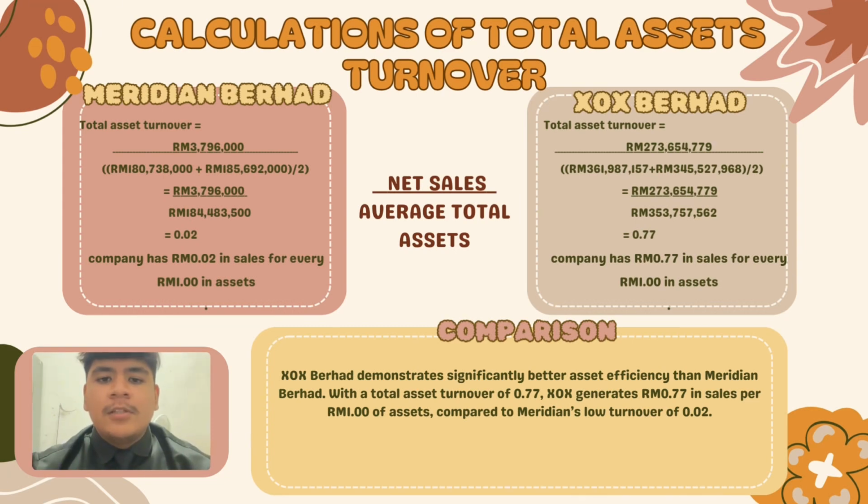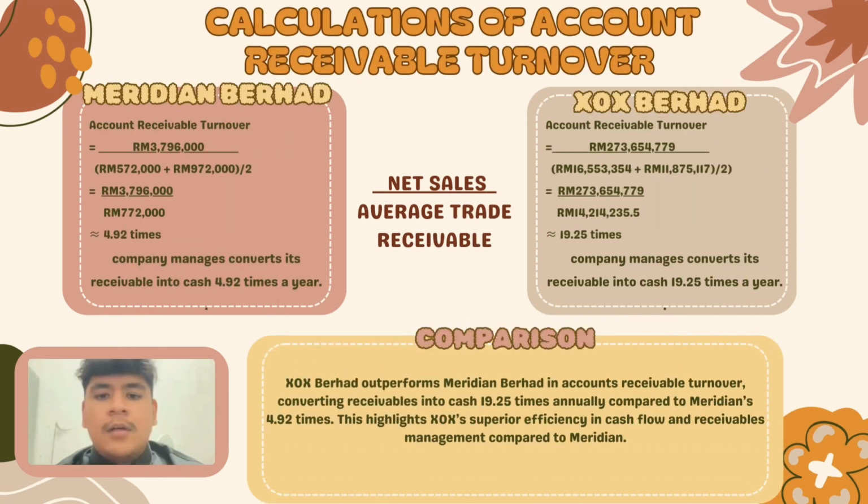In comparison of the two companies, SOX Berhad demonstrates significantly better asset efficiency than Meridian Berhad, with a total turnover of 0.77. SOX generates 0.77 ringgit in sales per 1 ringgit of assets, compared to Meridian Berhad's low turnover of 0.02. Next, calculation of account receivable turnover.